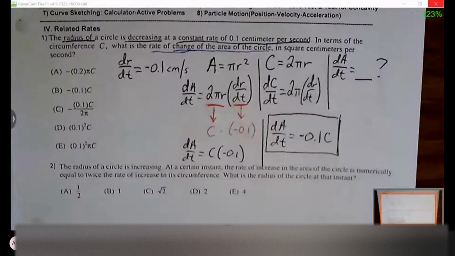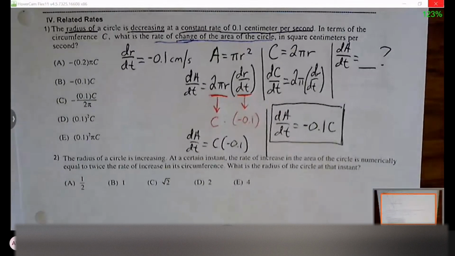Okay, number 2 is similar to number 1, so have you guys try that on your own. Let's look at number 3.